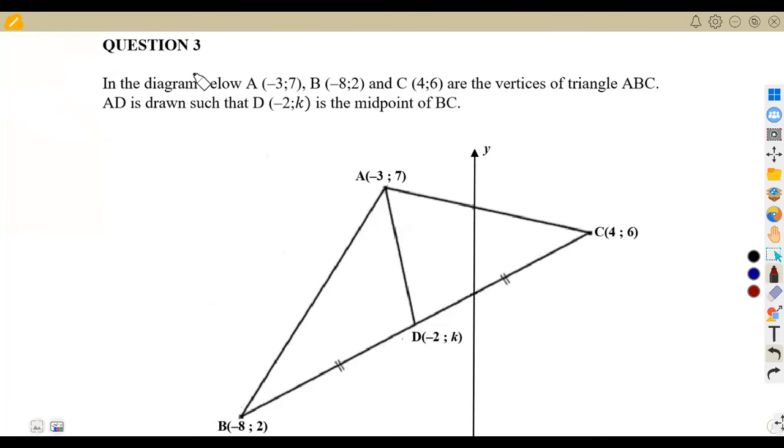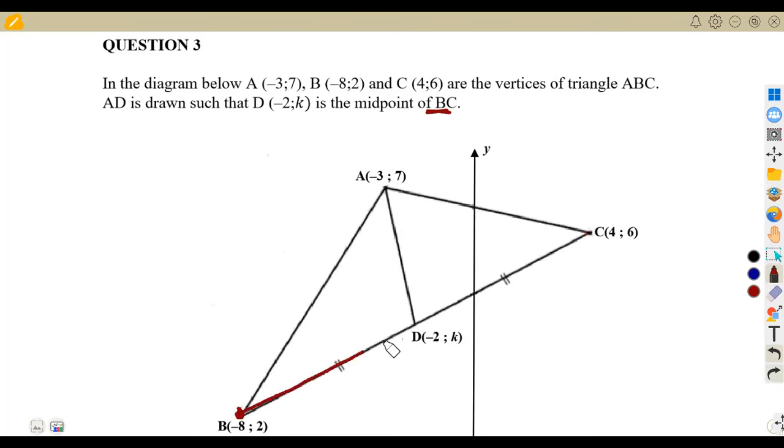In the diagram below, we have the points A, B, and C, which we are given, and their coordinates. These are the vertices of triangle ABC, and we're given that AD is drawn such that the point D is minus 2K. This line AD is a midpoint of BC, right? So we're given that D is the midpoint of BC. Take note, this is your point B, this is your point C.